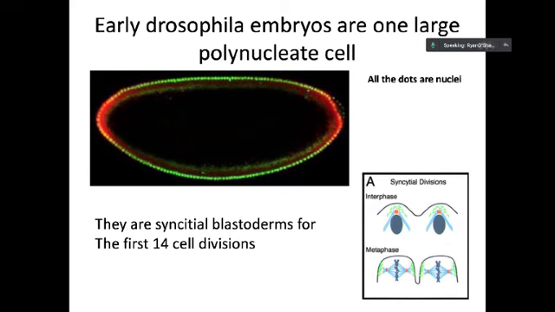So just remember that early Drosophila embryos are just one large polynucleate cell, and we've looked at this concept of a syncytial blastoderm before. For the first 14 cell divisions, a Drosophila embryo doesn't actually have any cell membranes. It has separation between cells, nuclei, so the nuclei are spaced. We can see that here. All the dots in this embryo are nuclei, and for the first 14 cell divisions that remains the case.